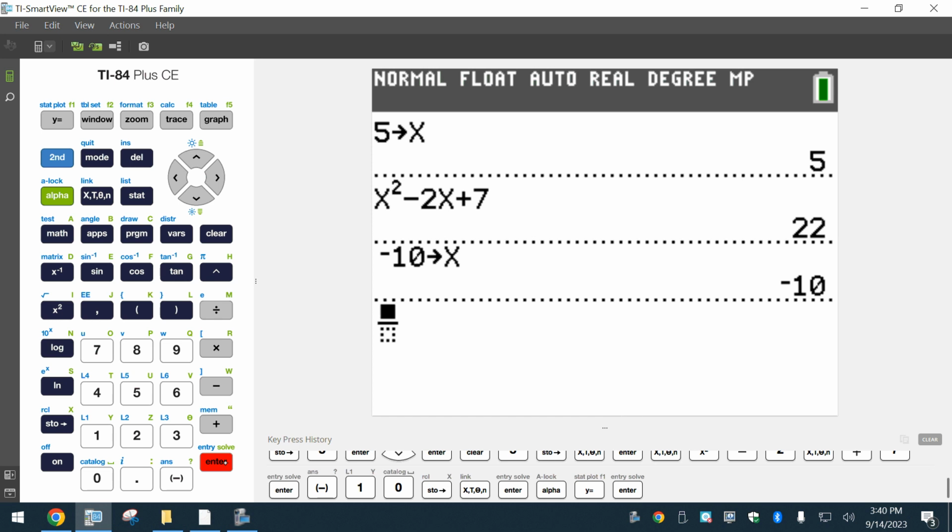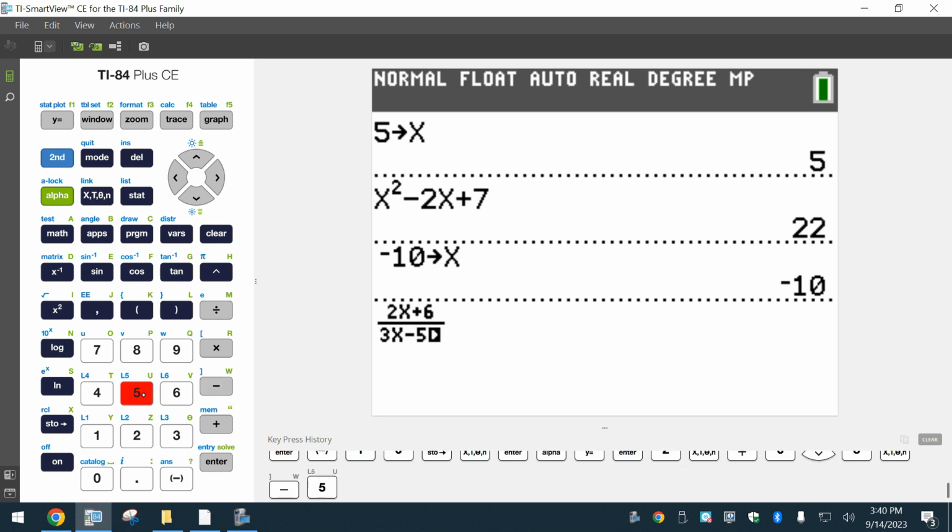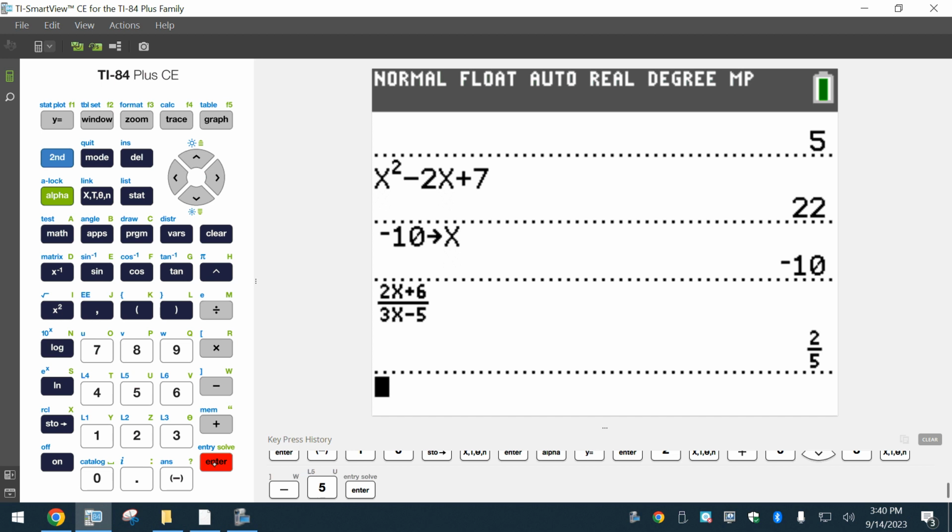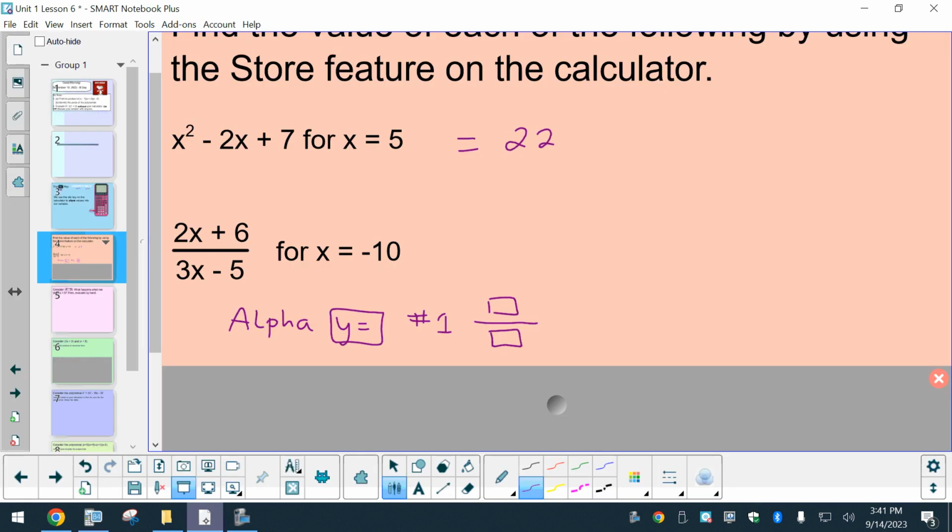You type what you see. 2x plus 6 on top. Hit your down arrow to get the 3x minus 5. And then you hit enter. And for my calculator, I have it where it's given to me as a fraction, so it's 2/5. If you got a decimal, you can just hit math, enter, enter, and it will put it as a fraction. Because usually you want these as fractions.